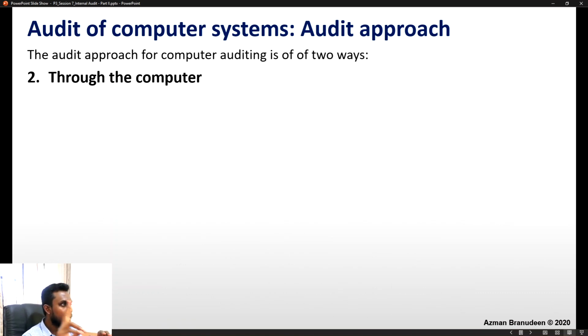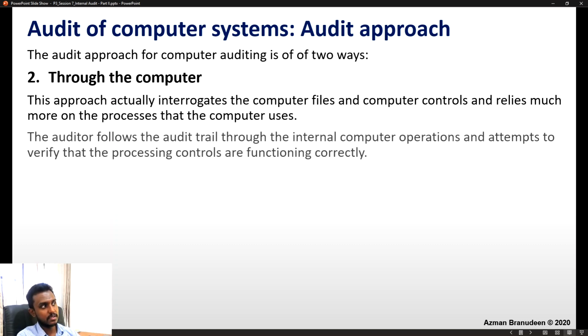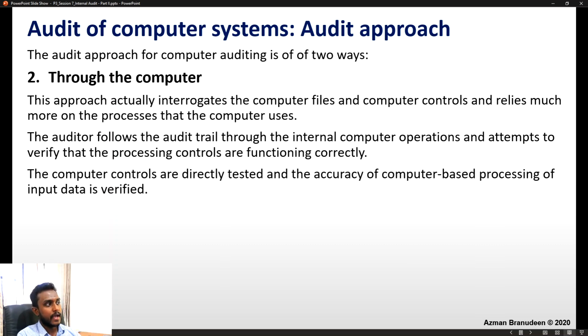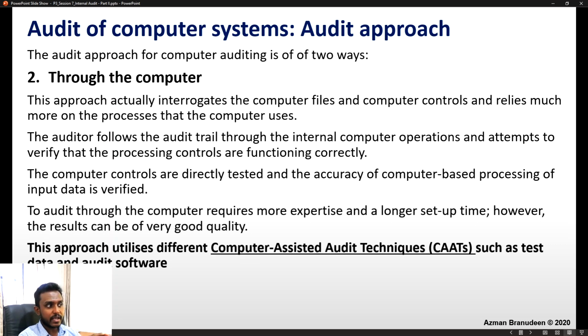The second approach is obviously through the computer. This approach actually interrogates the computer files and computer controls and relies much more on the processes that the computer uses. The auditor follows the audit trail through the internal computer operations and attempts to verify that the processing controls are functioning correctly. And the computer controls are directly tested and the accuracy of computer-based processing of input data is verified. And to audit through the computer requires more expertise and a longer setup time.